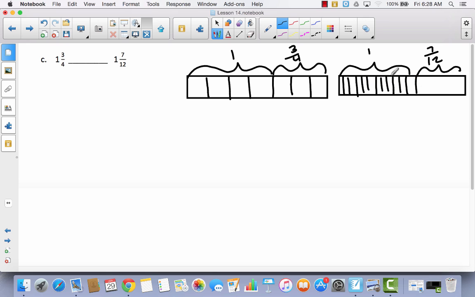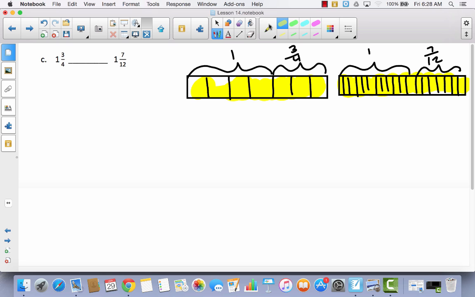And then over here I have to have 7 that are about the same size as this. So I've got 1, 2, 3, 4, 5, 6 lines should make 7. So I should have 1, 2, 3, 4, 5, 6, 7. Now I'm going to shade all of both of these because this is all 1 3/4. This is all 1 7/12. Okay? Now, first of all, they look pretty similar, don't they?